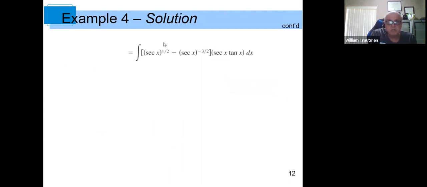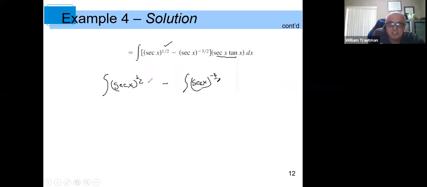There we go. So negative 3/2 plus 2 ends up being 1/2, and then we distribute the negative 3/2 over here. And now we should be able to integrate separately. Now we're going to integrate secant x to the 1/2 minus secant x to the negative 3/2. Each of these has the du next to it.